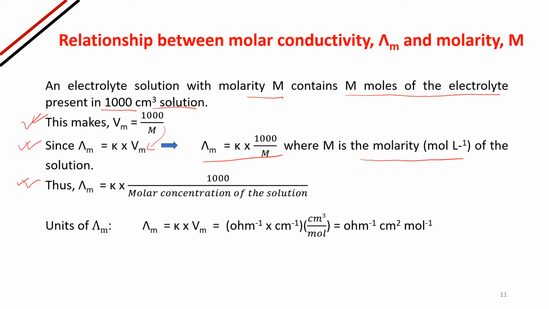Okay, so units of lambda m, how to calculate? Lambda m is equal to, from this formula, kappa into Vm. So from there, kappa is equal to ohm minus 1, centimeter minus 1, and Vm is equal to centimeter cube by mole, because it is 1000 by molar concentration. So centimeter cube by mole. Okay, so we are getting ohm minus 1, centimeter square, mole minus 1. This is the unit for lambda m.